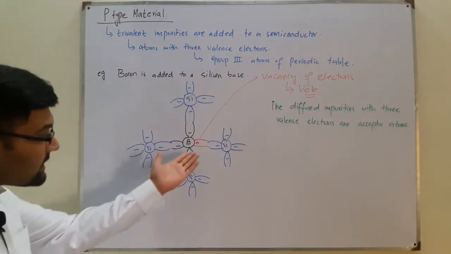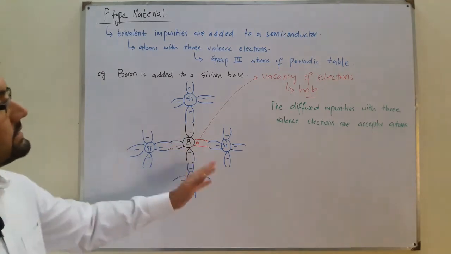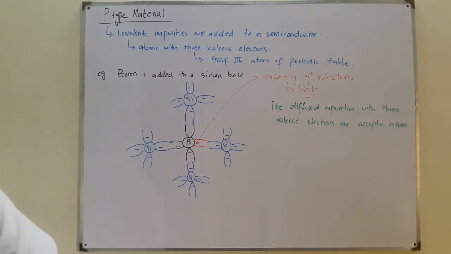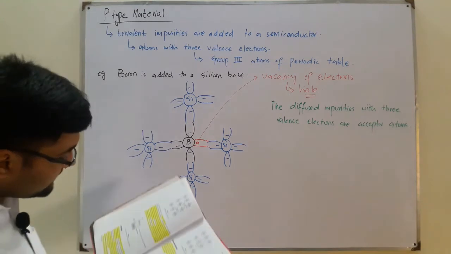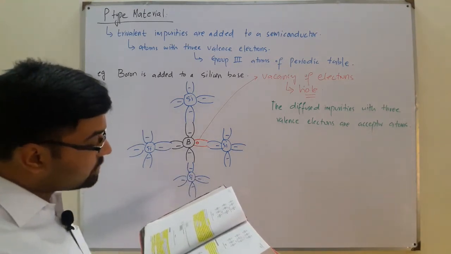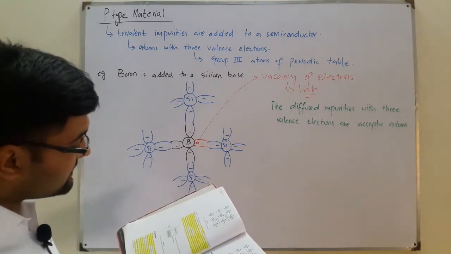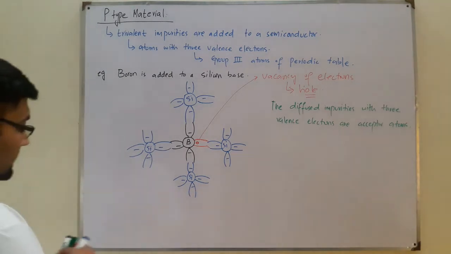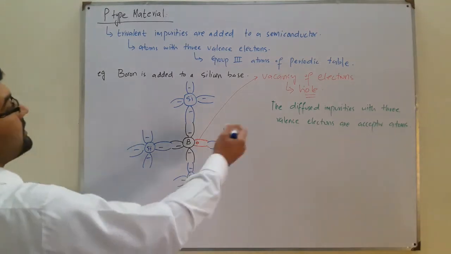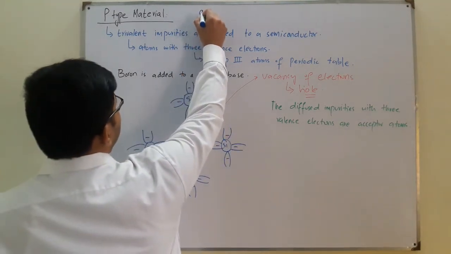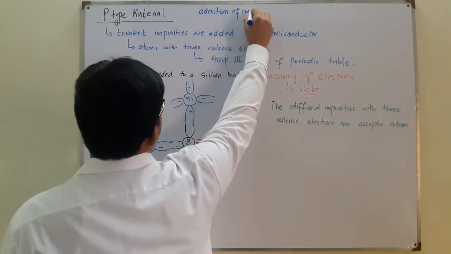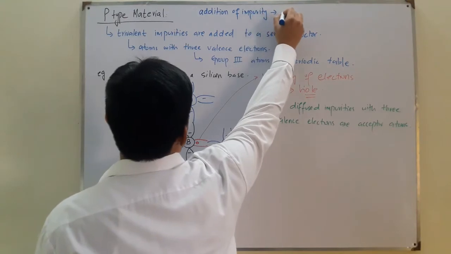Because it has created a vacancy of electrons, and due to this vacancy, any external free electron can come and fill up this space. So this is the acceptor of electron, right? So let me read it out from the book. The P-type material is formed by doping a pure germanium or silicon crystal with impurity atoms having three valency of electrons. Now I told you, what is doping? You know, the addition of impurity, this is called doping, right?